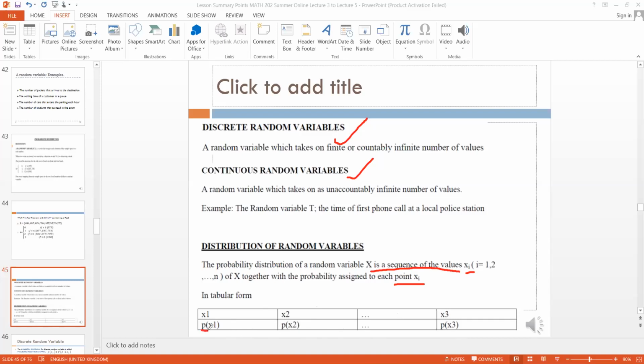Okay, good. Then you take note of the notation too. You can see probability this time is written in small letters. Okay, very good. Now in the next slide, I'm going to explain that to you.